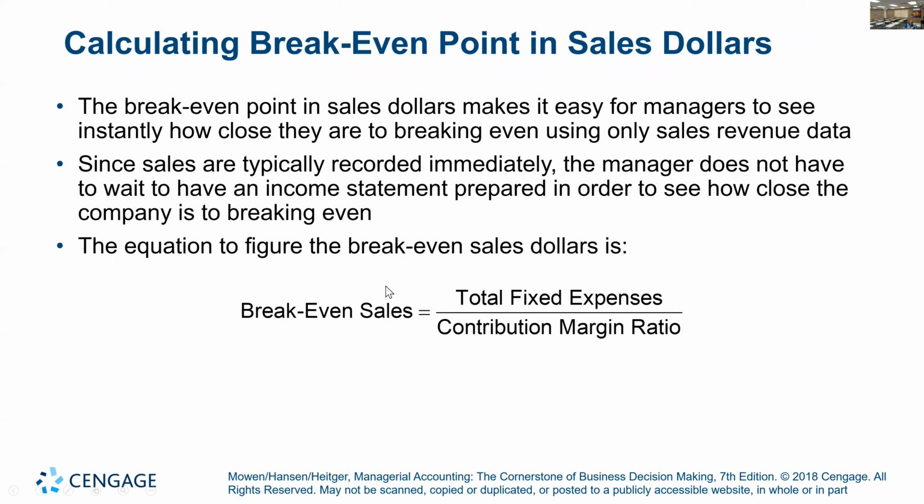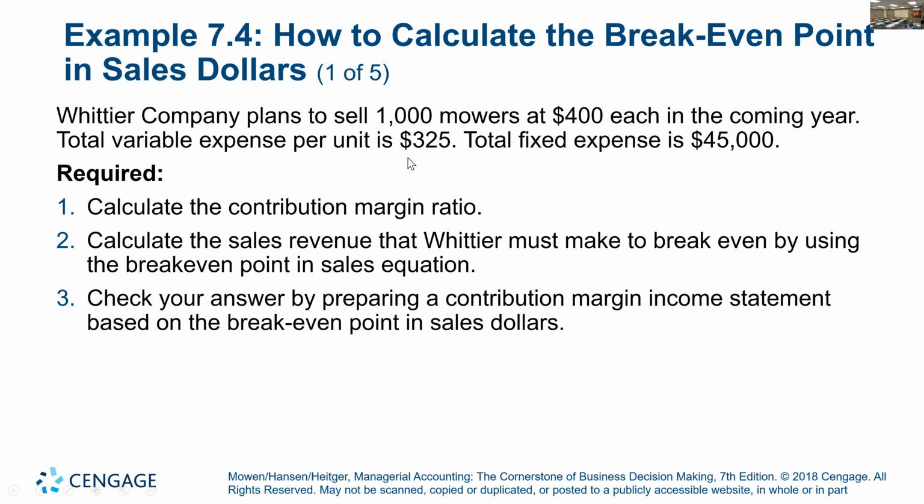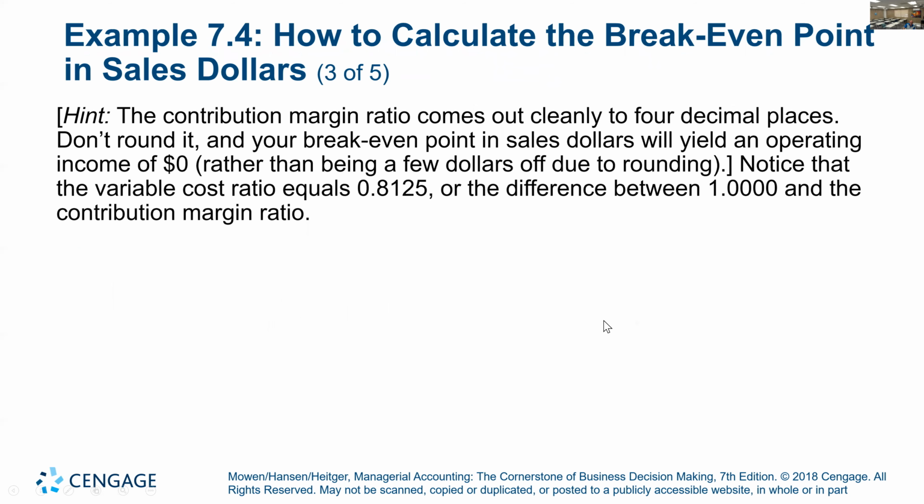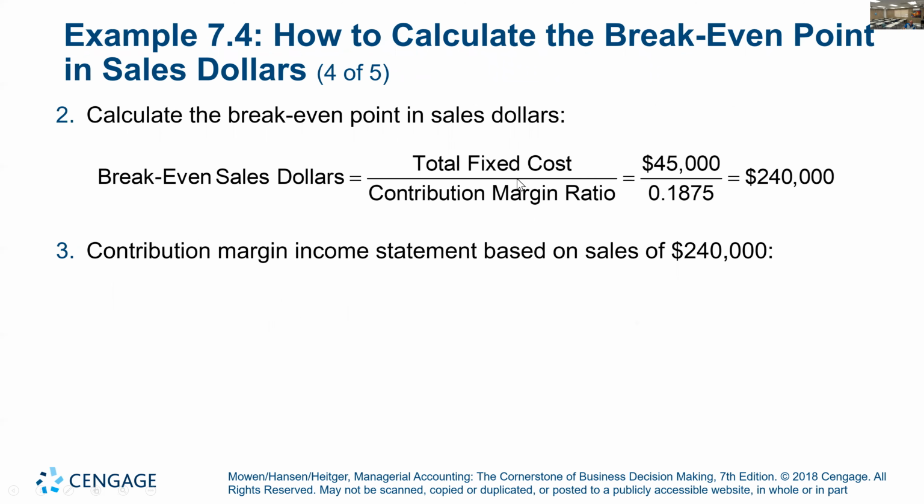And this is what I was getting to here, break even in sales dollars. If you took your total fixed cost and divide it by your contribution margin ratio, that is going to give you the same dollar amounts. Okay, so here we have the same $400 mowers with a variable cost of 325, fixed expenses of 45,000. Contribution margin per unit was 75. Our ratio here, 18.75. It's got it right this time. So we take our total fixed cost and divide it by that ratio, that 18.75%, and we get $240,000.